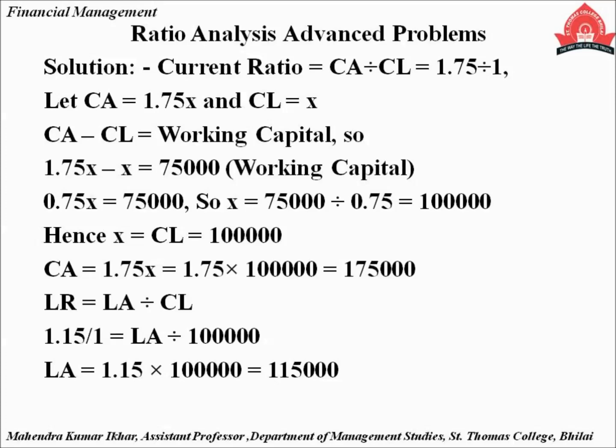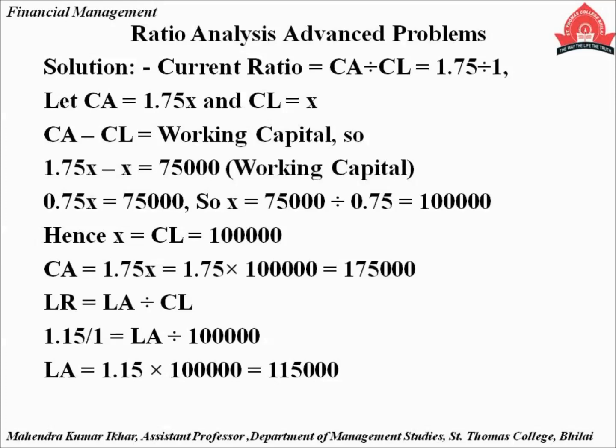After solving this equation, 0.75x equals 75,000, and finally the value we got for x is 1 lakh rupees. So x is the value of current liabilities, and we have current liabilities 1 lakh rupees. Putting the value of x in CA, that is 1.75 into 1 lakh equals 1,75,000. We got the current assets 1,75,000.